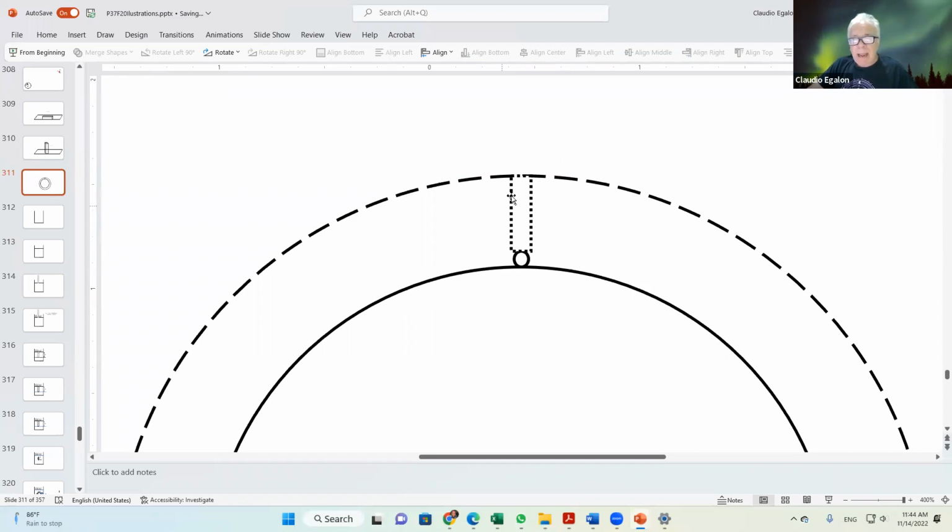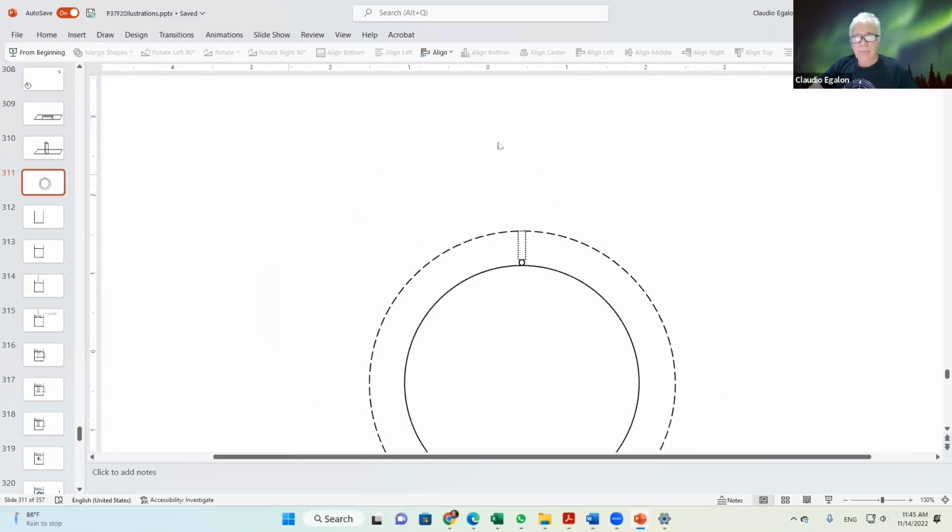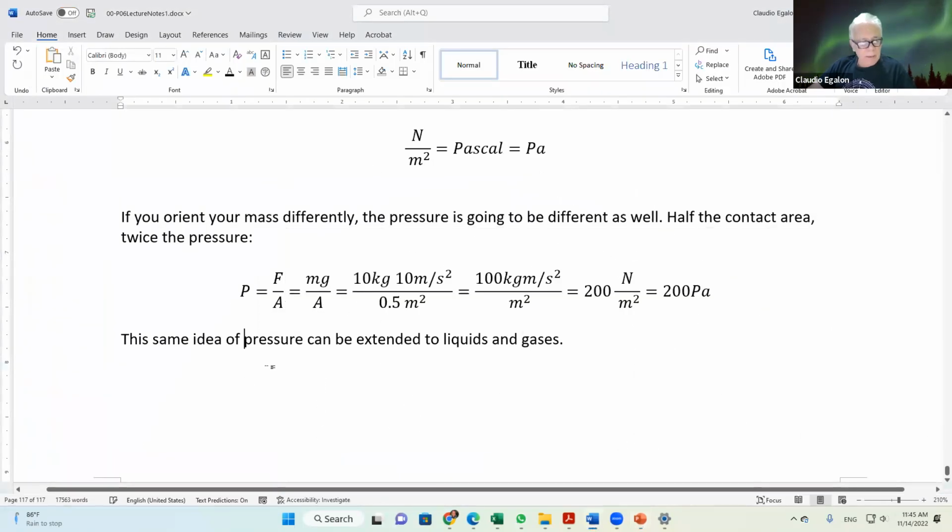So if you get the mass of this column of air, which is approximately 100 kilometers high, multiply by the acceleration of gravity and divide by the contact area that you have over your body, you're going to find the pressure that this column of air exerts on you. Okay. The same idea of pressure can be extended to liquids and gases.